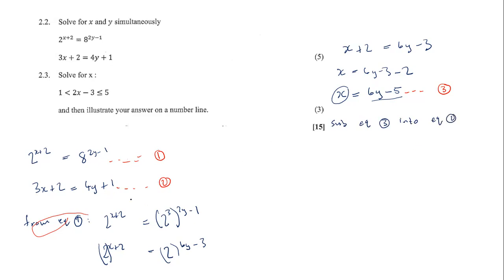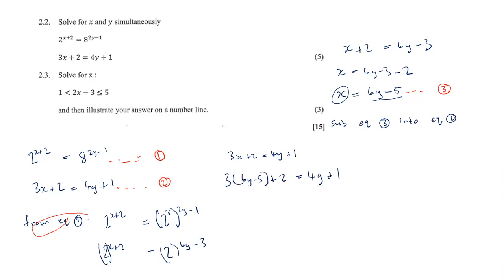So equation 2, let me rewrite it. It's 3x plus 2, which is equal to 4y plus 1. Let me substitute then. Where I see x, I'm going to write 6y minus 5. So I have 3, I see x. That means I'm going to substitute my x, which is 6y minus 5, in brackets, plus 2, which is equal to 4y. This is not x, it's y. So I'm going to write it as 4y plus 1.